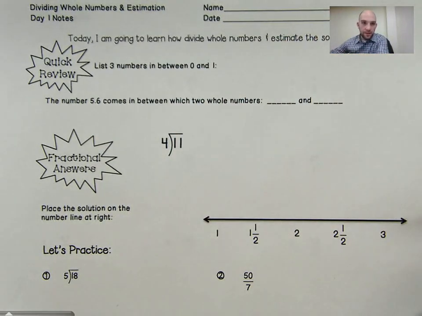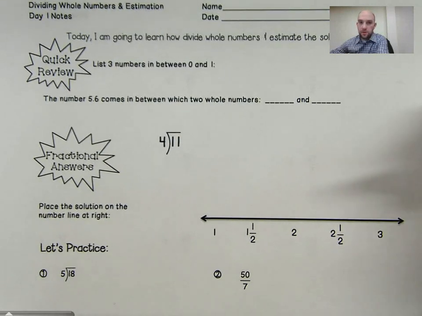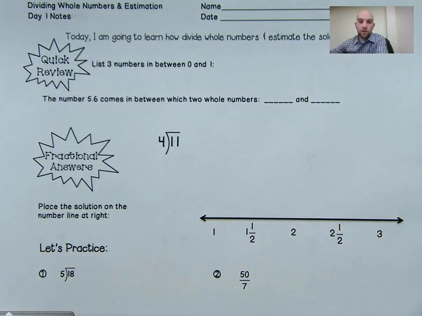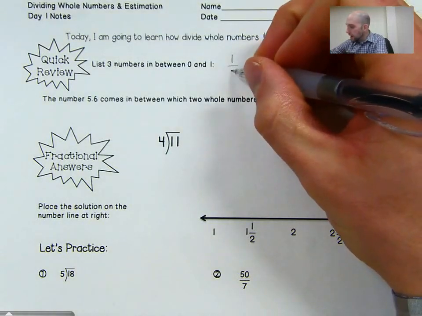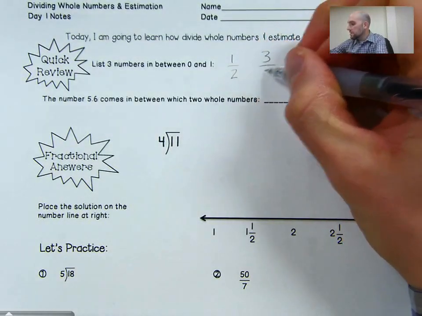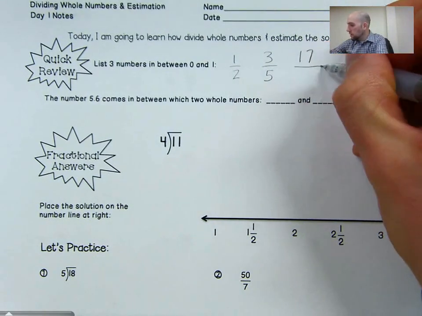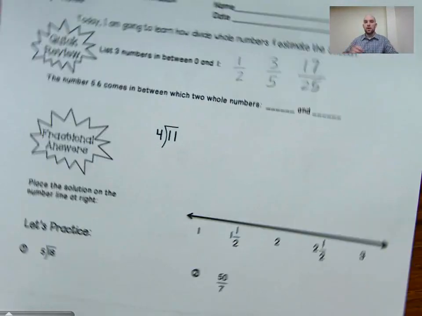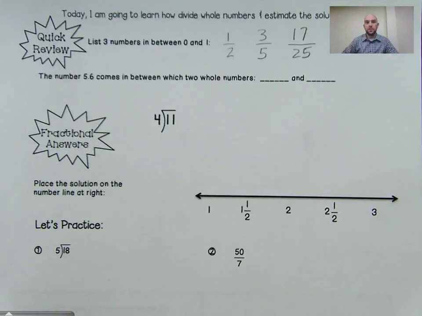It says list 3 numbers between 0 and 1. So numbers between 0 and 1 are going to be any number that has a smaller number in the numerator than in the denominator. So that could be a number like 1/2 or like 3/5 or even 17/25. Any number that has a smaller numerator than it does a denominator is going to be a number that's less than 1.